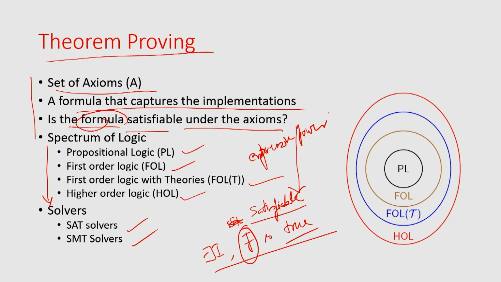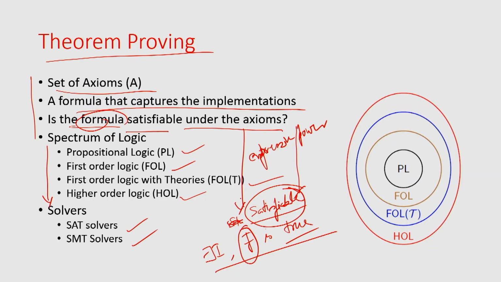So it means that there are certain things which can be implemented in first order logic but cannot be done in propositional logic, right? There are many scenarios. Similarly, something can be modeled in higher order logic but cannot be done in first order logic. So the deeper you go, the more expressive power you have. But on the other hand, the deeper you go, the checking becomes more difficult. The satisfiability checking becomes more difficult, right?